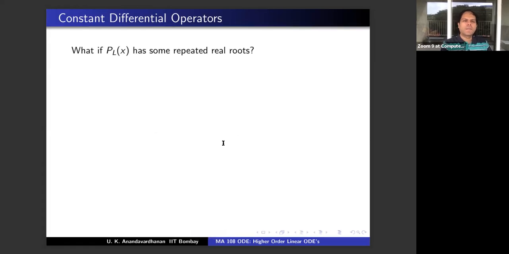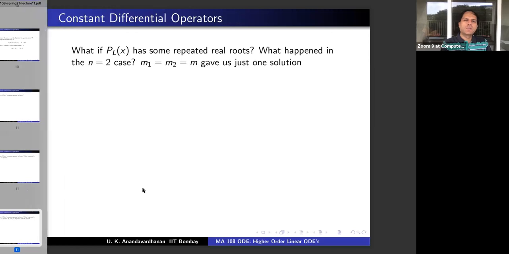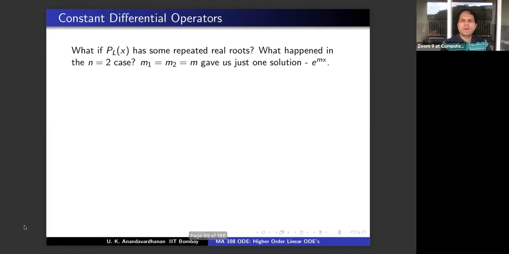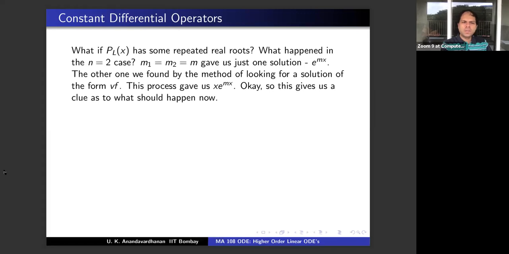Okay, what if it has repeated roots? You know the idea, you will have to multiply by x, x squared, etc. So in the n equal to 2 case, if m1 equal to m2 equal to m, then you only got e^(mx). This is just a hyphen, so it is just e^(mx). And the other one you found by the method of looking for a solution of the form v times f. We had this method, and that process gave us x e^(mx), and this gives us a clue as to what should happen now.